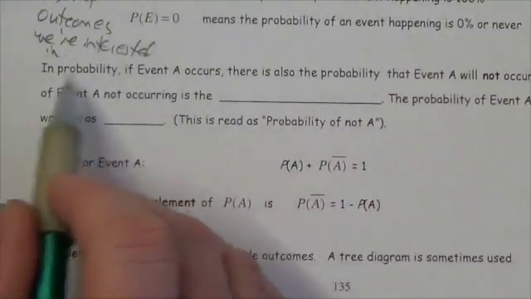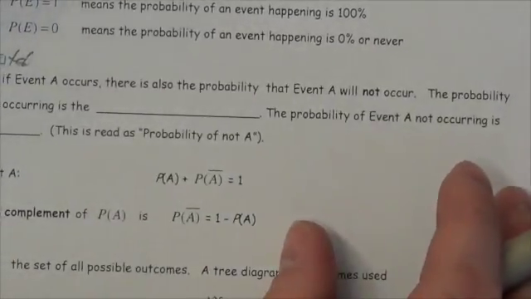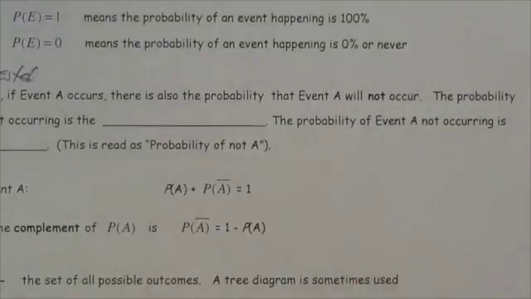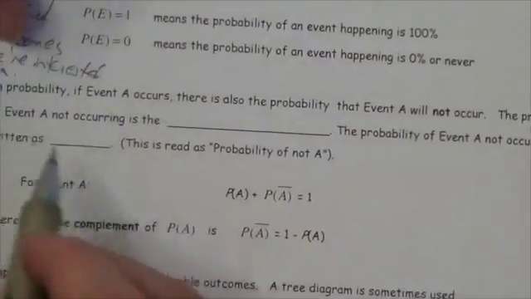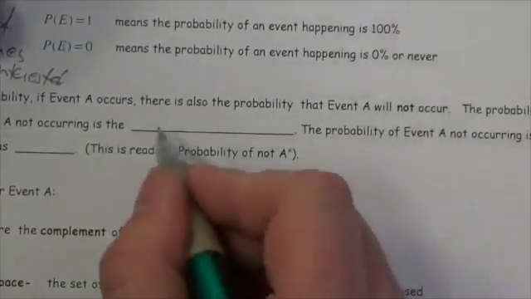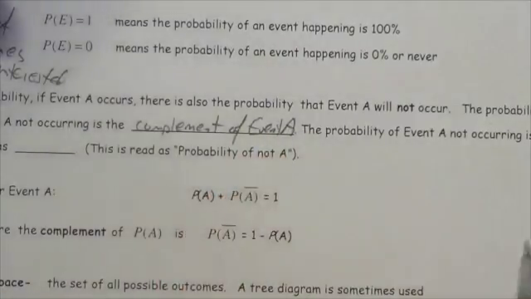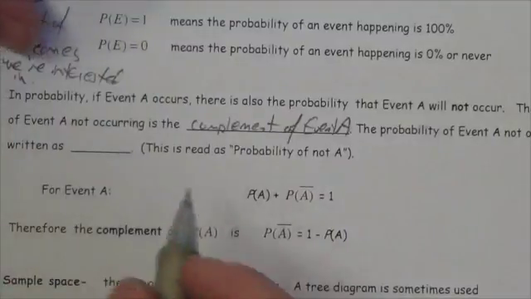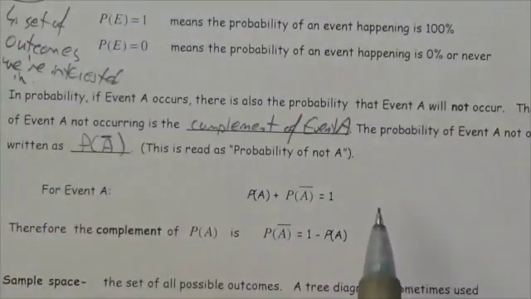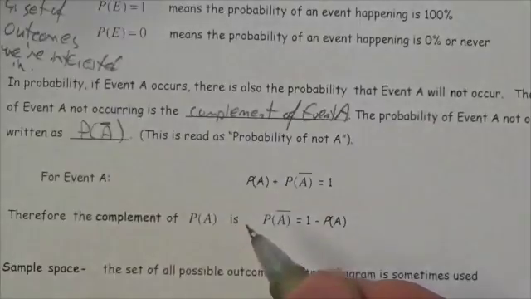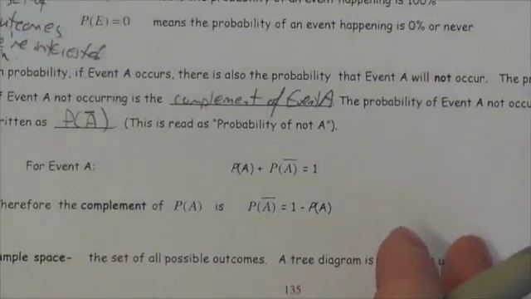So in probability, if event A occurs, there's also the probability that event A will not occur. This is similar to some ideas we looked at earlier in set theory. These become complementary events here. So the probability of event A not occurring is the complement of event A, and we would write that as the probability of event A with a bar on top. Now sometimes, if we want to be consistent with what you saw in set theory, we might put a little apostrophe there to indicate negation, but often we would put a bar on top. It's a little bit hard to see that.